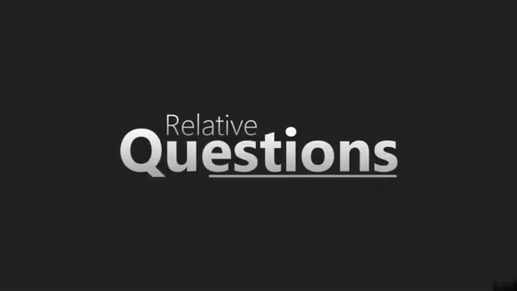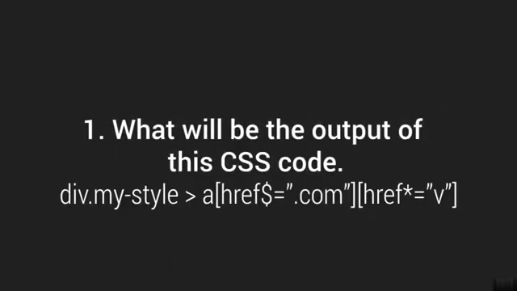Now let's talk about relative questions. So what will be the output of this CSS code? Division.myStyle, you have a greater than sign, then anchor and href, we have the dollar and .com is used here. Again, you have a square bracket where href star, and then we have v.